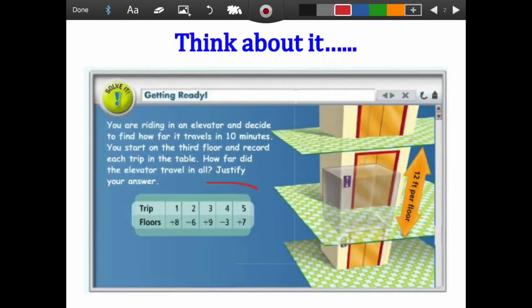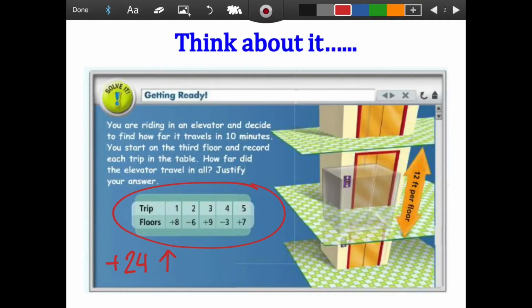So let's look at this table here. It shows us how many floors we traveled. On the first trip, we went up 8. On the third trip, we went up 9. And on the fifth trip, we went up 7. So I want to figure out how many floors I traveled up in total. So 8 plus 9 plus 7 gives me a total of 24 floors moving up.